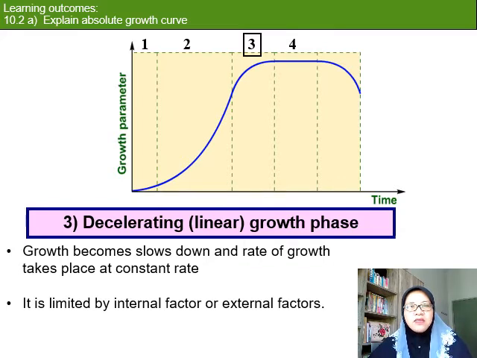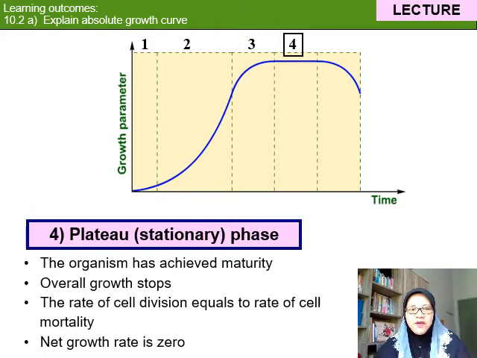For a typical bacteria culture, for example, these changes occur over a very short period of time. The fourth phase is the plateau or stationary phase. In this phase, the organism has achieved maturity and overall growth stops. For example, the stationary phase of a bacteria growth curve is often due to growth limiting factors such as the depletion of an essential nutrient or the formation of an inhibitory product such as an organic acid. Stationary phase results from a situation in which growth rate and death rate are equal.